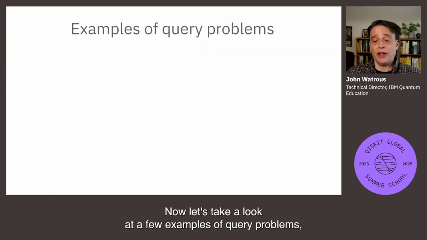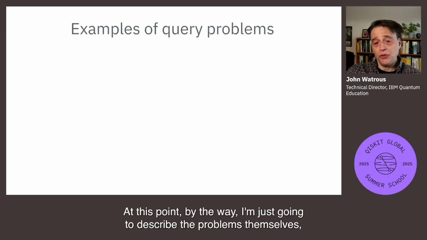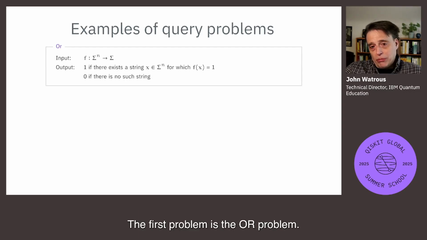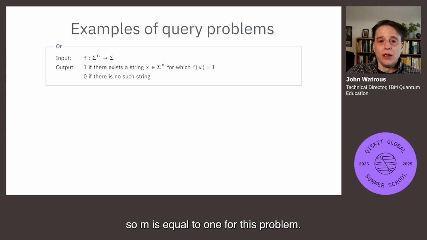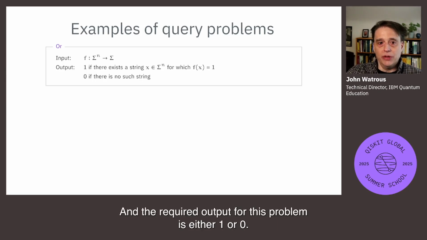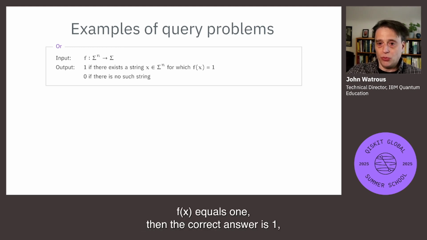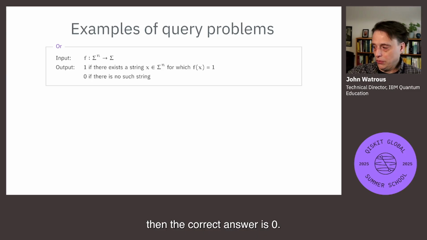Now let's take a look at a few examples of query problems, meaning computational problems in the query model. At this point, by the way, I'm just going to describe the problems themselves, and I won't say anything just yet about how to actually solve them. The first problem is the OR problem. In this case, the input is a function from n bits to just 1 bit, so m is equal to 1 for this problem, and the required output for this problem is either 1 or 0. If there's some n-bit string x for which f of x equals 1, then the correct answer is 1, and otherwise, if f of x is always 0 for every x, then the correct answer is 0.